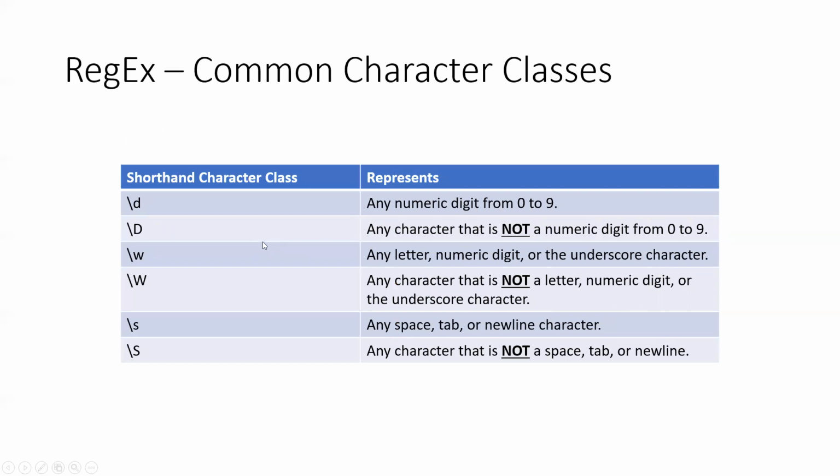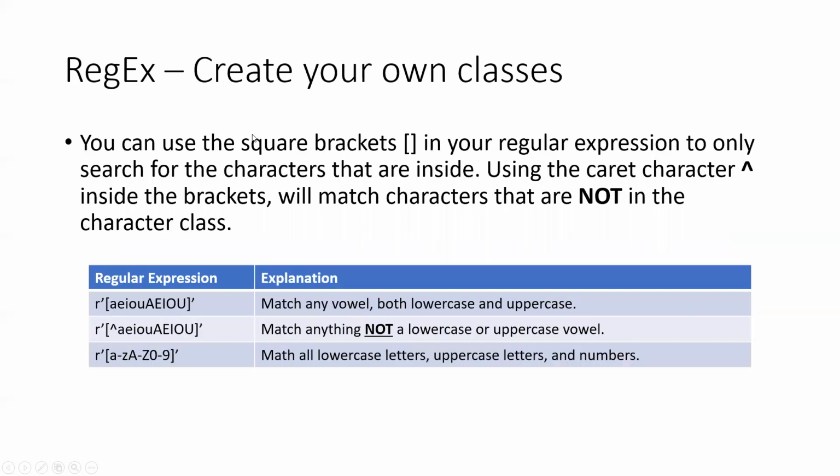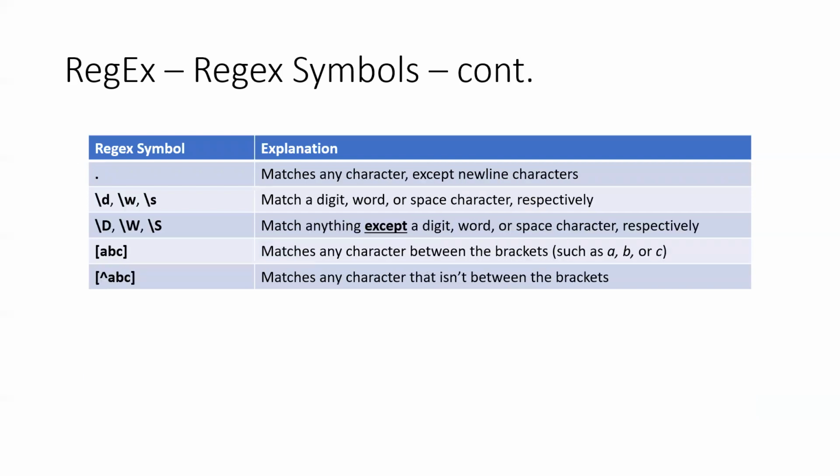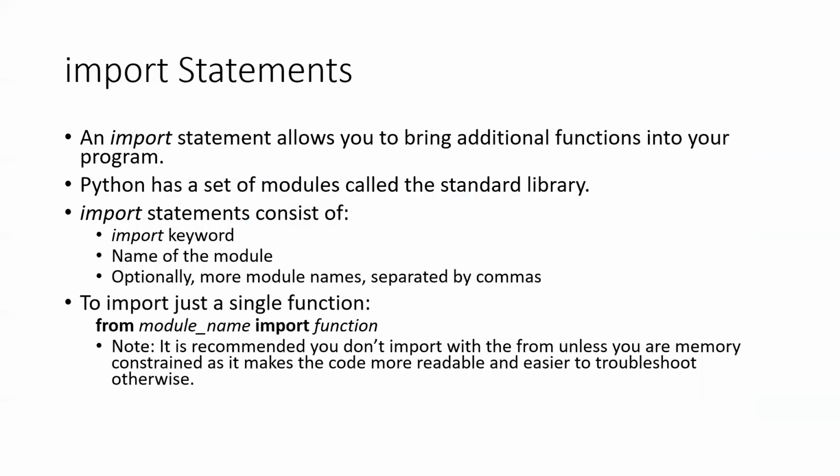Remember these standard common character classes. Lowercase d is any numeric digit from 0 to 9. Capital D is anything not 0 to 9. You have \w and \s as well. If you want to create your own classes, you use brackets. And inside those square brackets, you can use a caret to match characters that are not inside that character class. These are all the different regex symbols that you would use in order to match based on certain things. I'll let you guys review these tables.